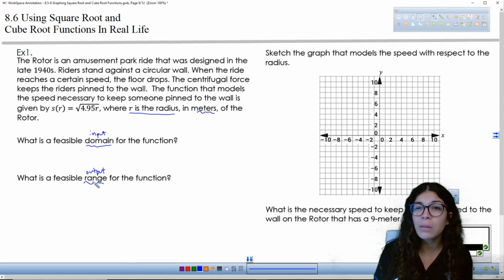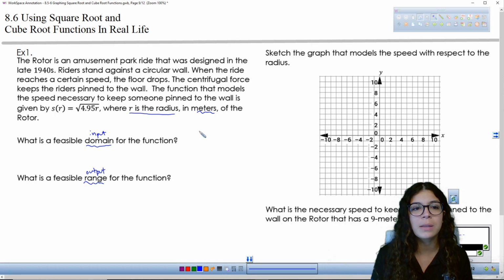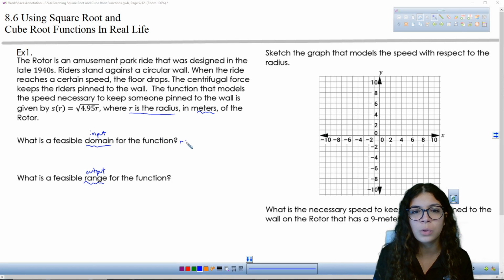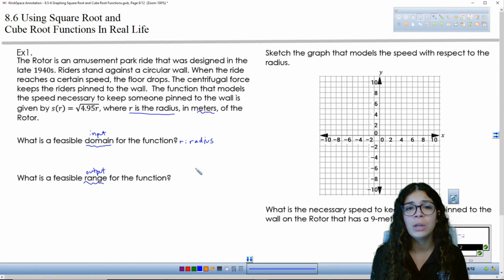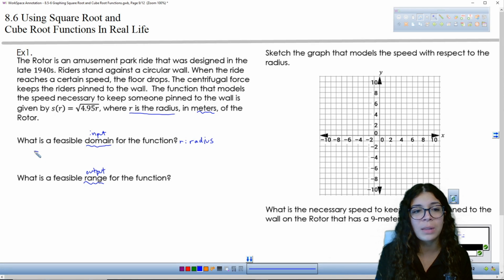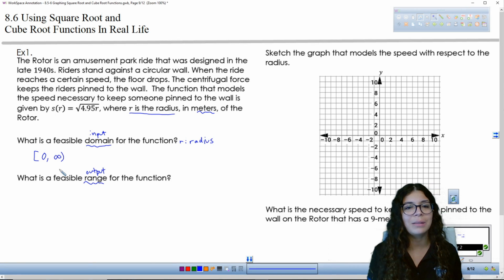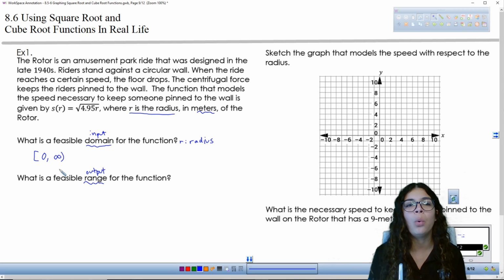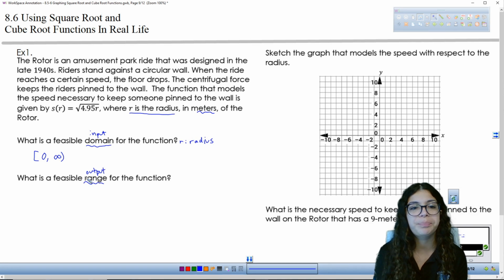Now, looking at the scenario here, that also makes sense because the input is r, which is radius, a measure of length. So how can we have a negative measure of length? That just doesn't make sense. So the feasible domain here would be only possible values. You could technically have nothing, or you can have positive values of radius.